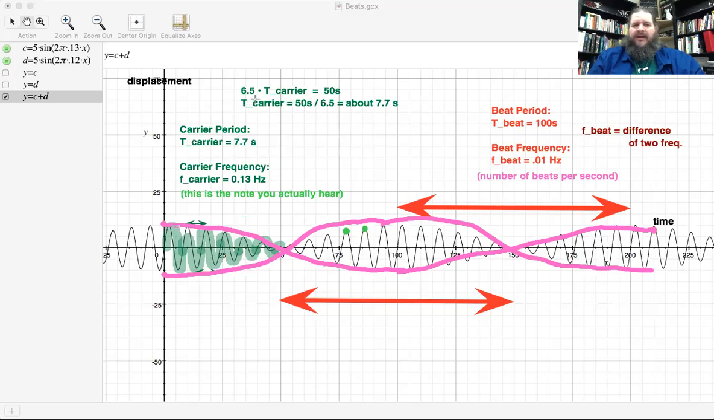And the period is seconds per cycle. So I took 50 seconds, which is the amount of time that I chose to use, divided by about 6.5, because it looked like those 50 seconds represented about 6.5 cycles. And the period literally is just number of seconds divided by number of cycles. That turns out to about 7.7 seconds per cycle. Or if you invert that, you get the frequency, cycles per second instead of seconds per cycle.